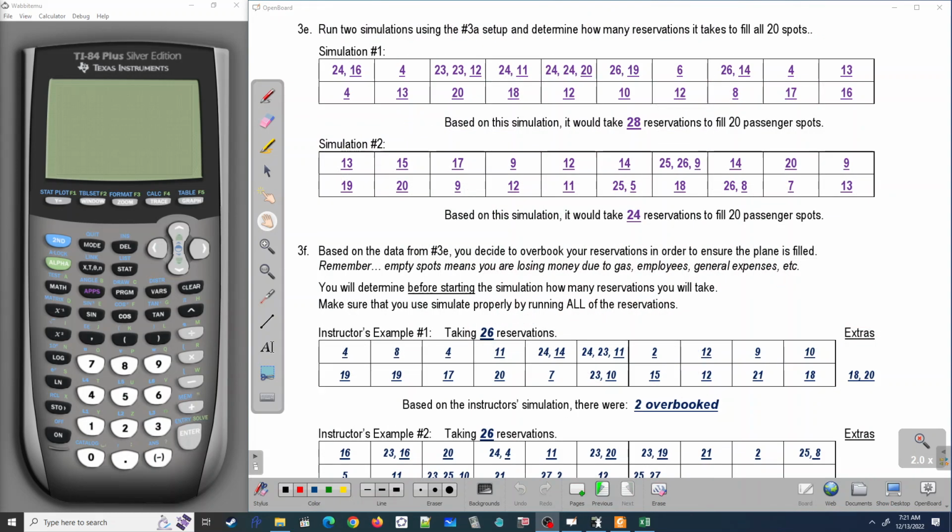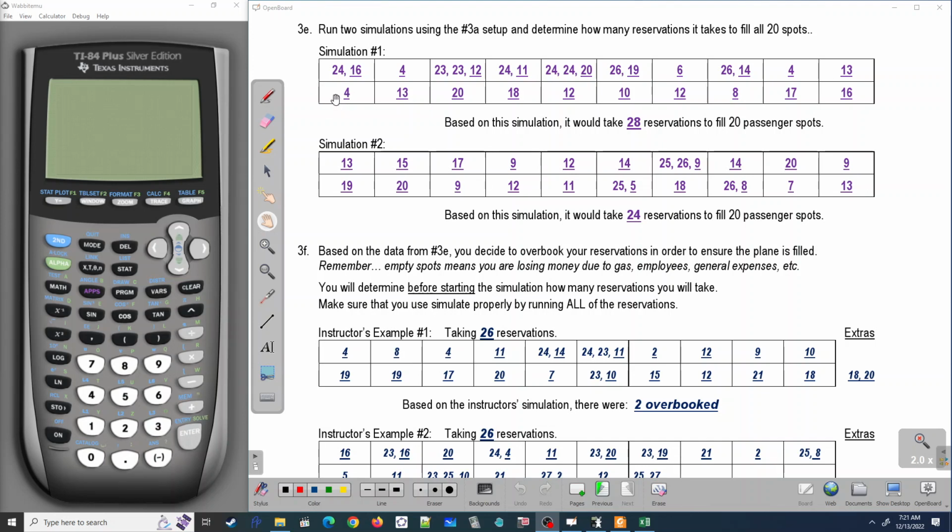As we move on to the second page, let me acknowledge that I went through the first part of our example a little faster than in prior examples. But that's because I want to focus now on the overbooking and underbooking aspect of our simulation. I'm using the first setup where I had int random times 27 plus 2, and I'm going to keep filling up my airline seats until I have 20 reservations.